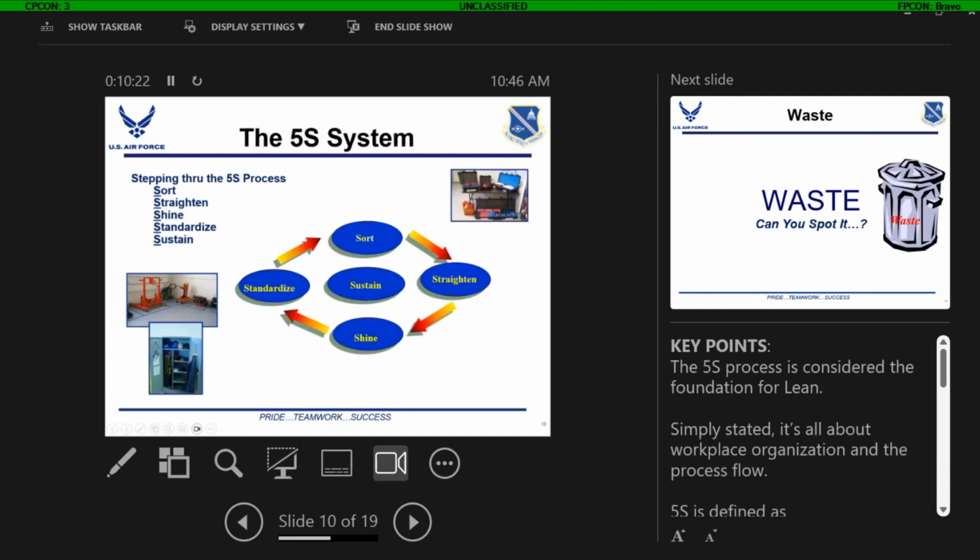The 5S system we mentioned is a process of 5 different S's, standing for sort, straighten, shine, standardize, and sustain. The key thing I want you to know about the 5S system is that this process must be accomplished in order. You must start with sorting and finish with sustainment.